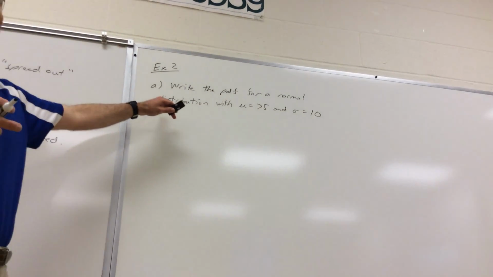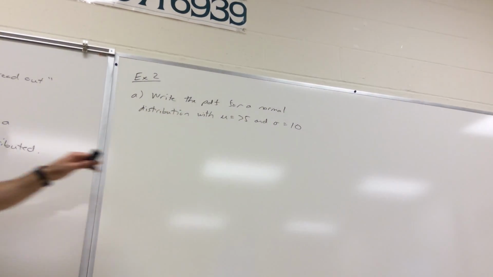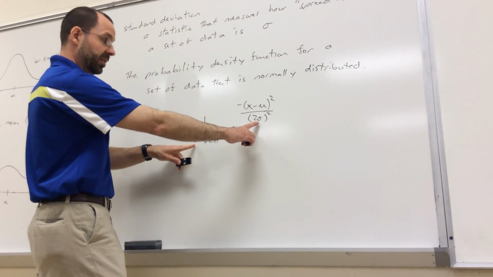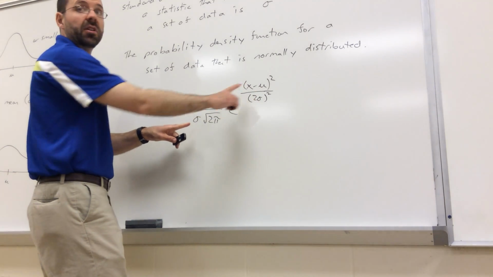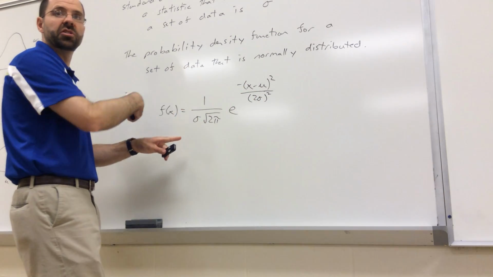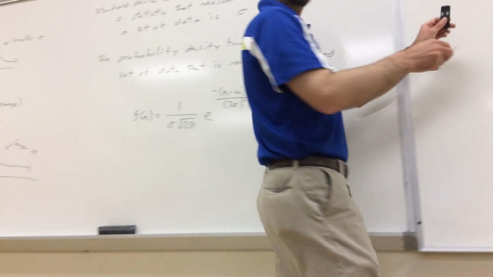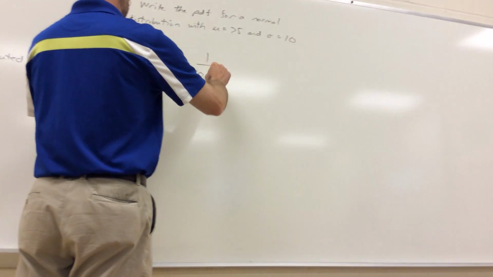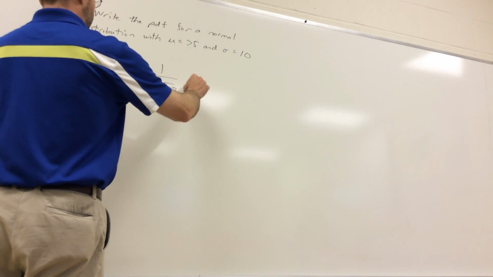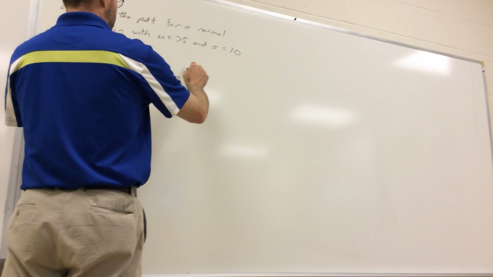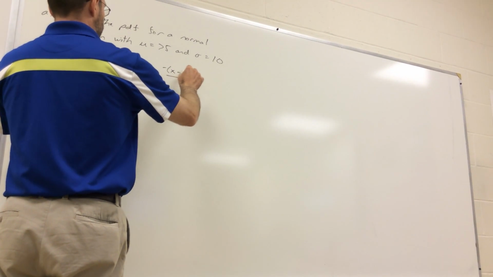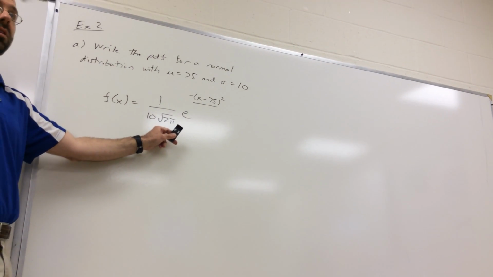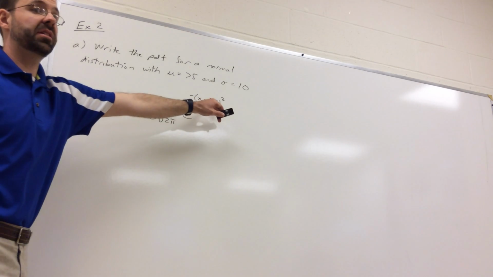Okay, so anyway, if we're going to write the PDF, all we have to do is put 10 in for sigma and 75 in for mu. So you just go off of this and write it down. So it's f of x equals 1 over 10 times the square root of 2 pi times e to the power of negative x minus 75 squared. So I just put a 10 here and a 75 there.